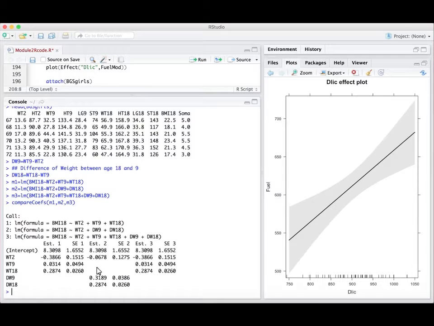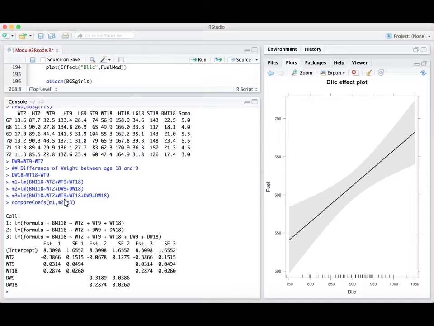You're saying let's fix weight 2 and now the difference between weight 9 and weight 18, and say you put on 1 more pound at age 9, or you grew 1 more pound. You were 1 pound larger. That's easily interpretable for DW9. So it's really about thinking about what these models are.